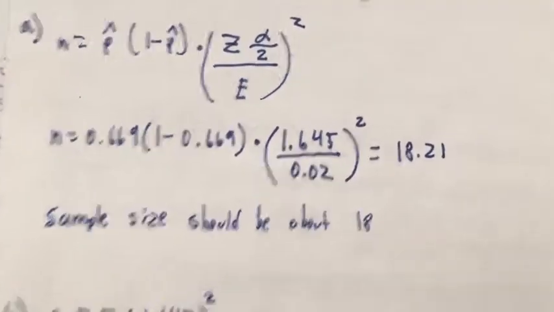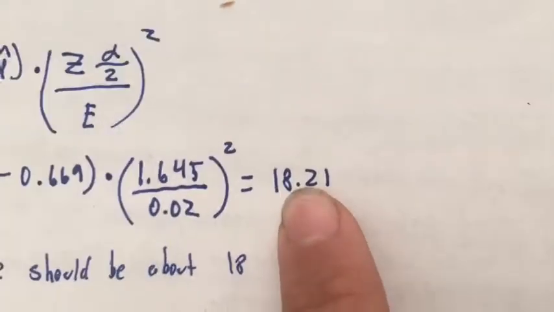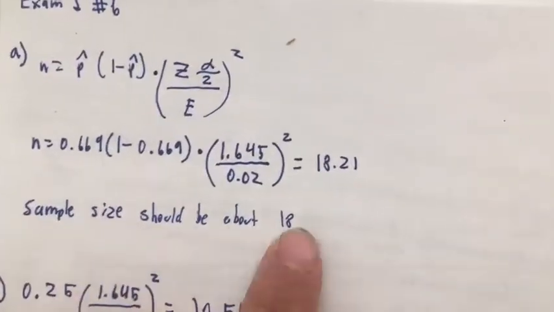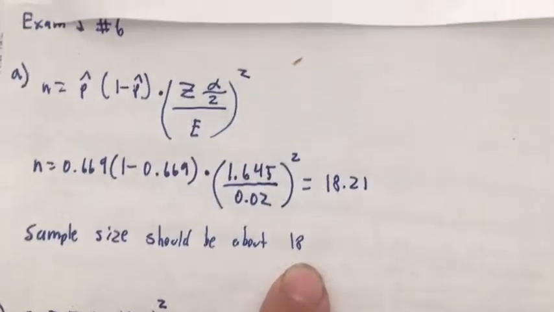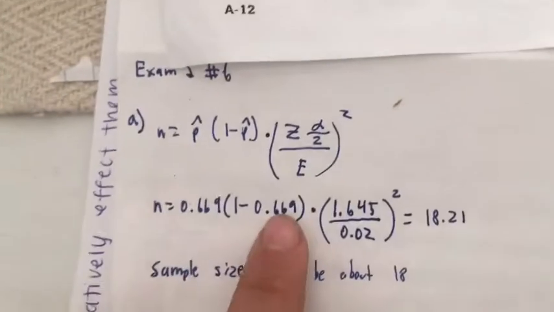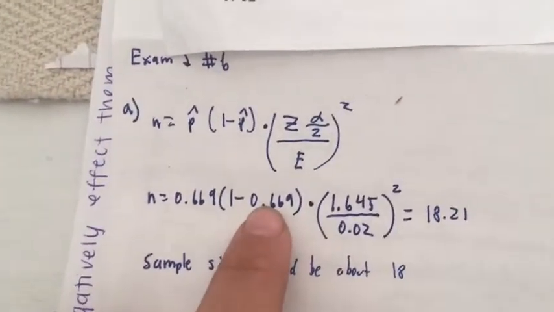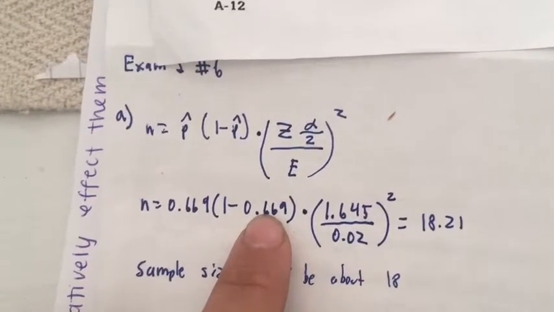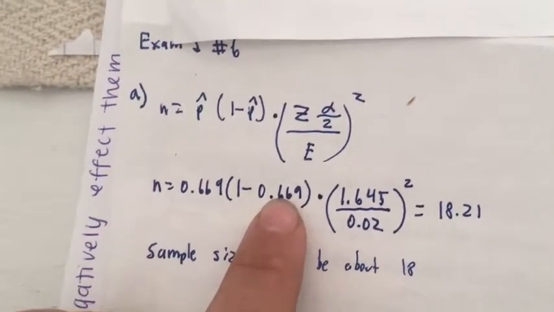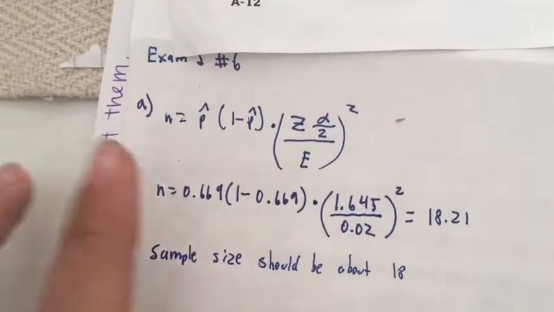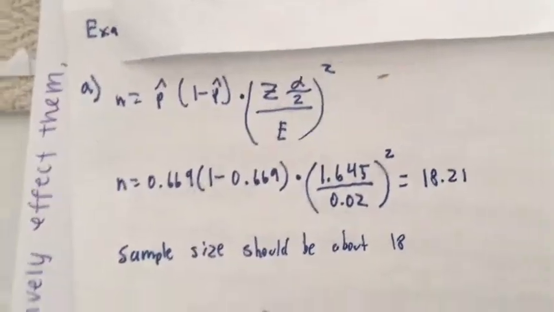So this works out to 18.21. So we know the sample size should be about 18, but not 18 exactly. So sample size should be about 18. And that was part A. You'll notice here, the p hat is what we use from, this was given to us in the problem, and now the thing that's going to change in part B is that this is based off a prior estimate, and we're no longer basing it off any prior estimates, so that's going to disappear.